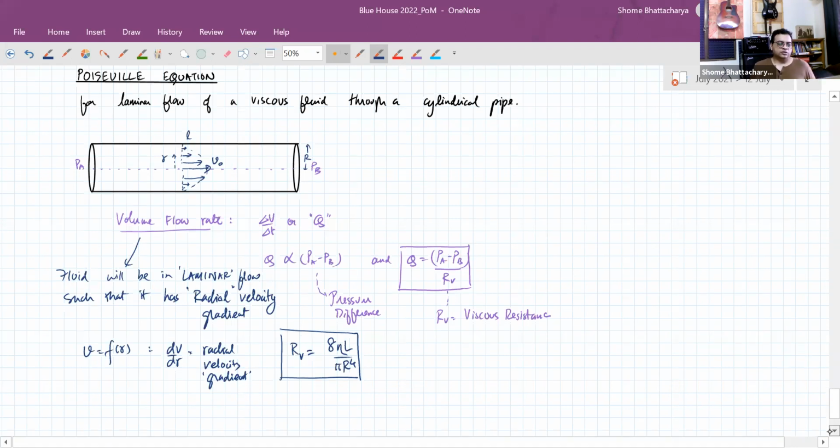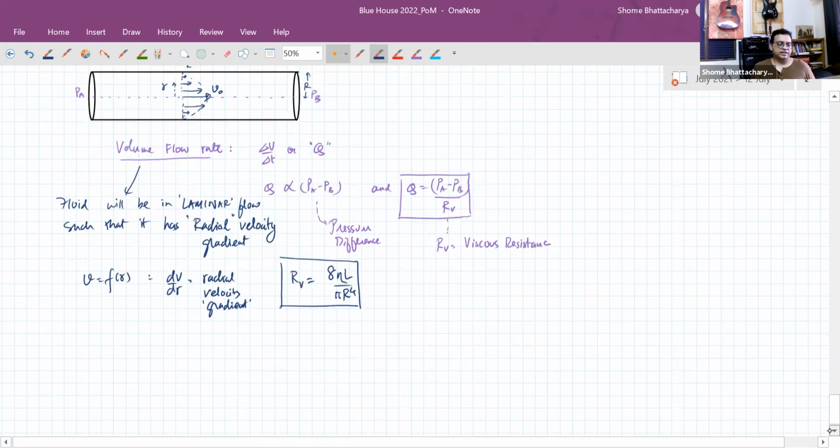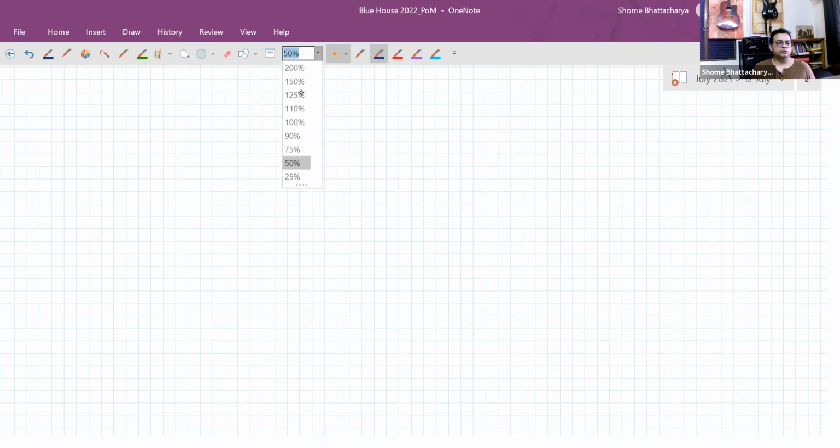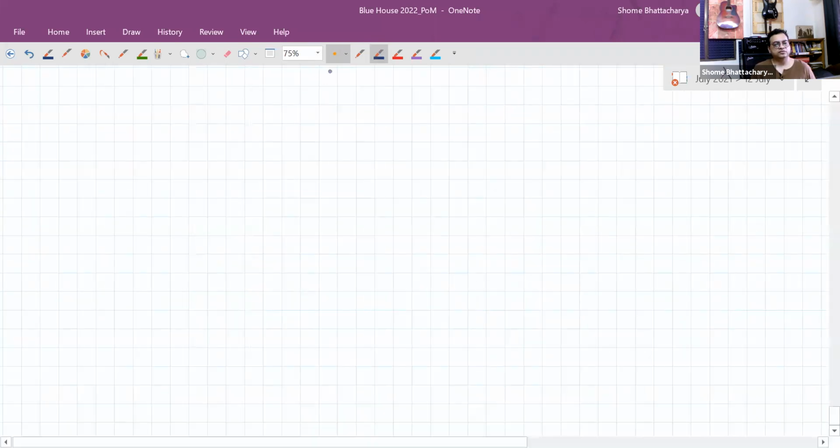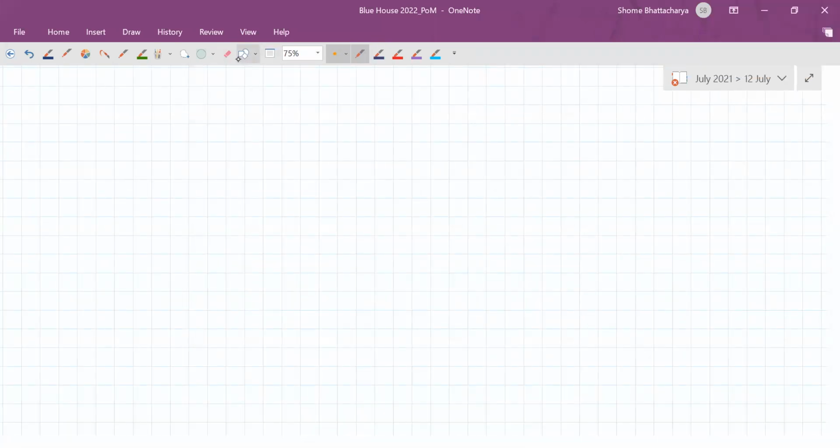Okay, so let's look at both the things, the velocity gradient as well as how we get the formula for that viscous resistance.